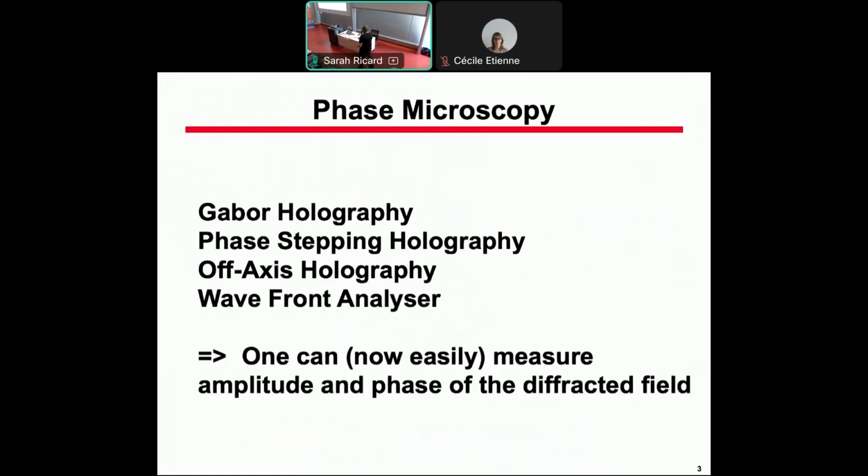First, we can measure phase now. Thanks to the invention of holography, there are three main variants now: Gabor holography, phase stepping holography, and off-axis holography. And recently, we have the development of so-called wavefront analyzers. So we can measure not only the intensity of light, but also the phase, amplitude and phase of the diffraction field.